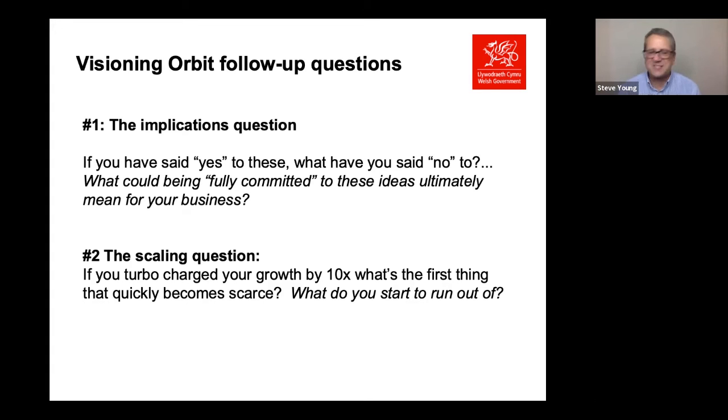Second question, the scaling question. And this one, I get really excited. If you turbocharged your growth on that orbit diagram that you've got in front of you right now by 10 times, what's the first thing that quickly becomes scarce? What do you start to run out of?